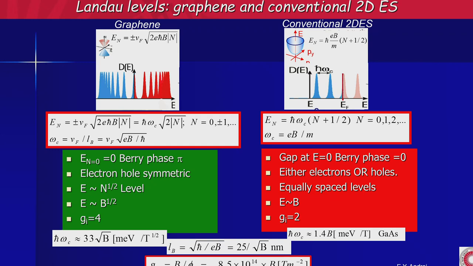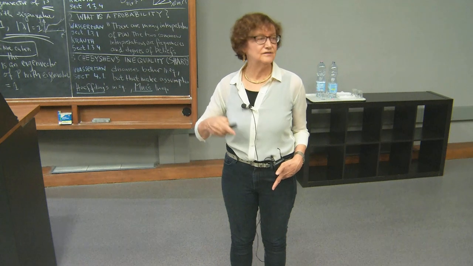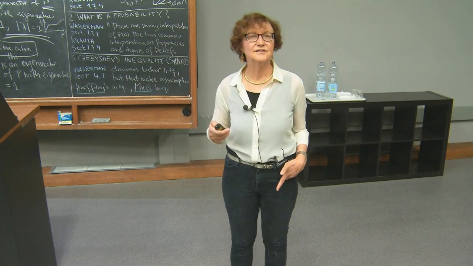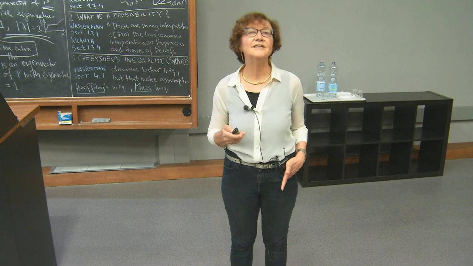People have done that. You can see fractional quantum Hall effect at very reasonable temperatures. We've seen it at 12 Tesla. We've already seen it at 4 Kelvin. And in normal standard 2DEGs, you have to go to the magnet lab to 30 Tesla to see the fractional quantum Hall effect. Yes?